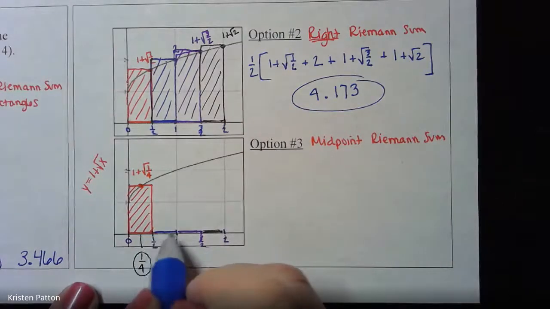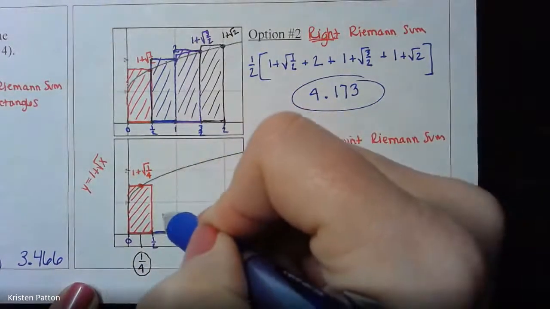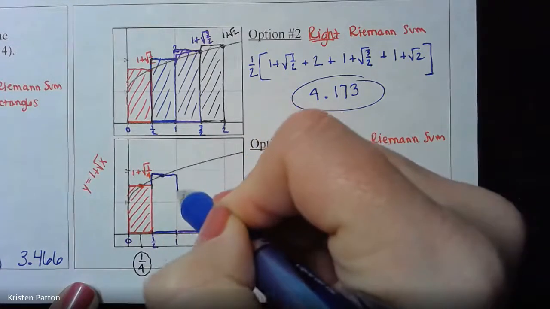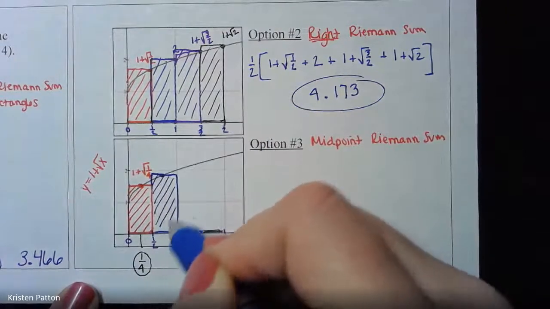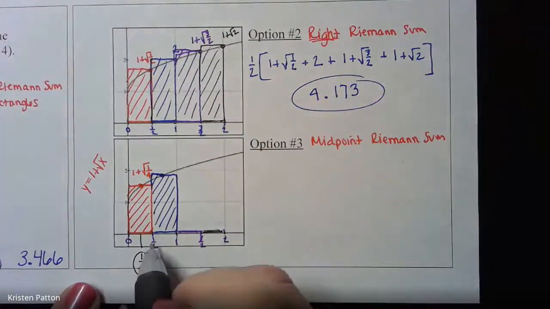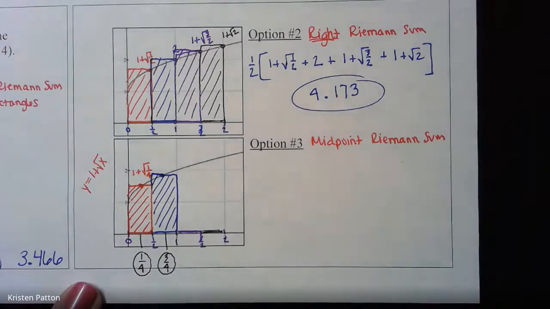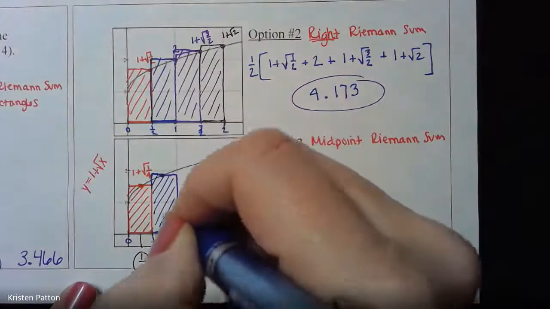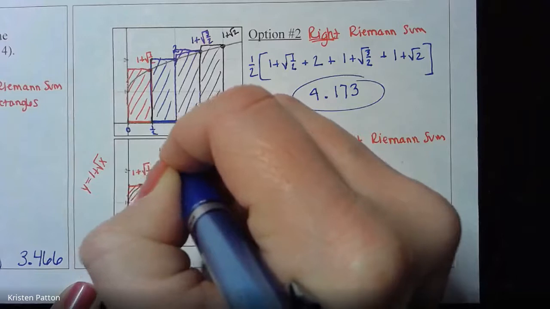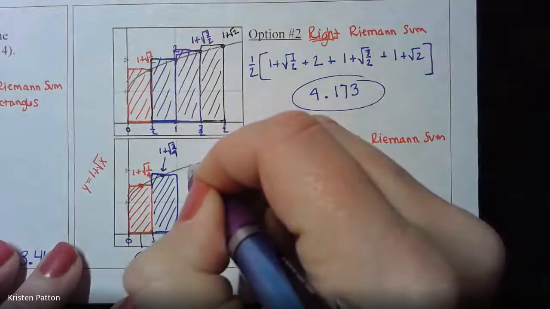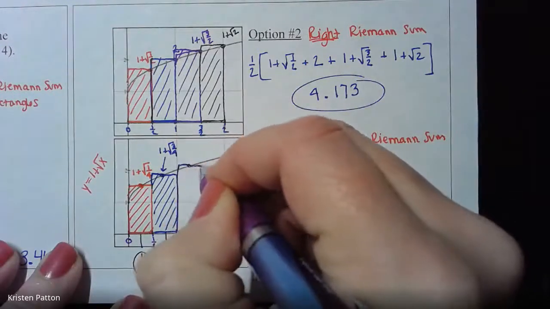Great. Next rectangle, mine's blue. I go to the middle. I go up until I hit the curve. That's the height. So I go to the left half. I go to the right half. Halfway between 1/2 and 1 is 3/4. So my x value is 3/4. So my height here is 1 plus the square root of 3/4. I'm going to do my next one. I'm going to go to the middle, go up until I hit the curve, a little bit to the left, a little bit to the right.